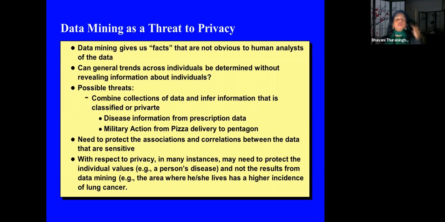And that also came from the definition of the inference problem. But privacy is even more than that. With respect to privacy, in many cases, we may need to protect the individual values, like the person's disease, and not the results from, say, data mining. The area where she lives has a higher incidence of lung cancer. So that has to be known for epidemiological studies.